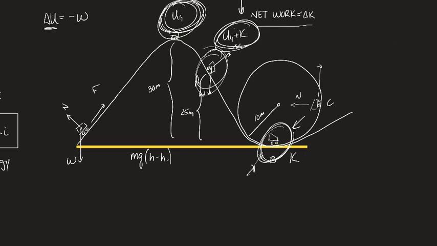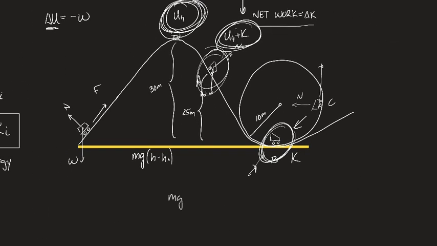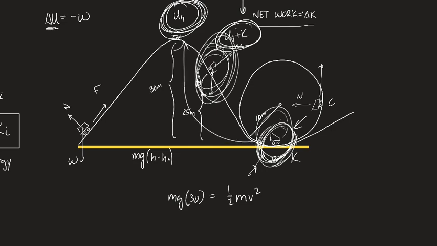If you set those two equal to each other, you found mg times 30. And there's no potential energy here, so that just ends up being 1/2 mv squared. I don't have to set this one equal to this one. I can set any two states that I want together. So I set this one equal to this one because this is easier to work with. Again, the m's cancel out, and you get v equals the root of 600, which is like 25?